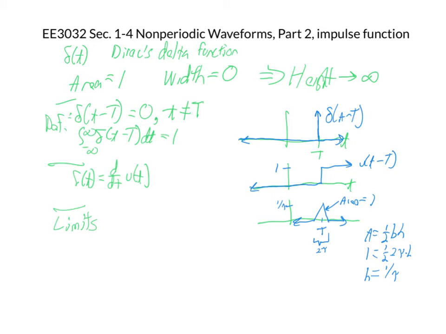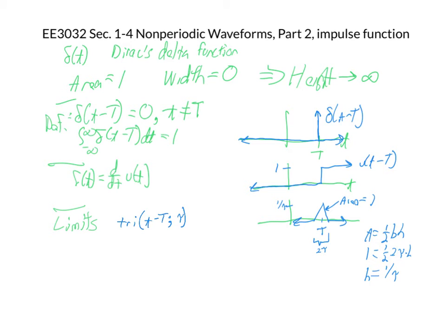Now, so we call this the triangle function. This is the triangle function at t minus capital T with a parameter tau. So in a particular problem, we could choose the parameter tau.